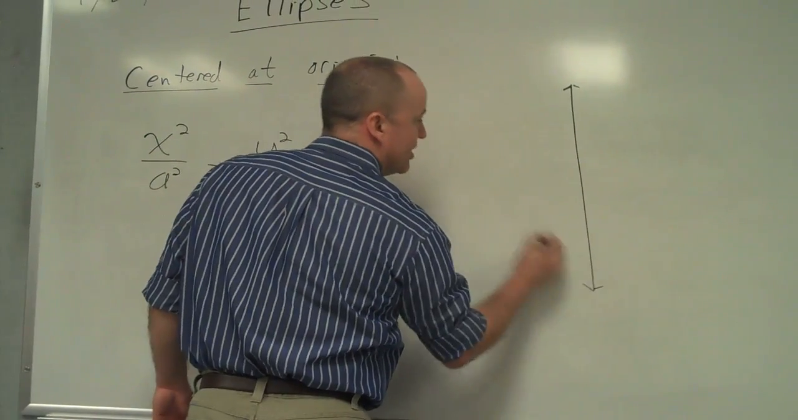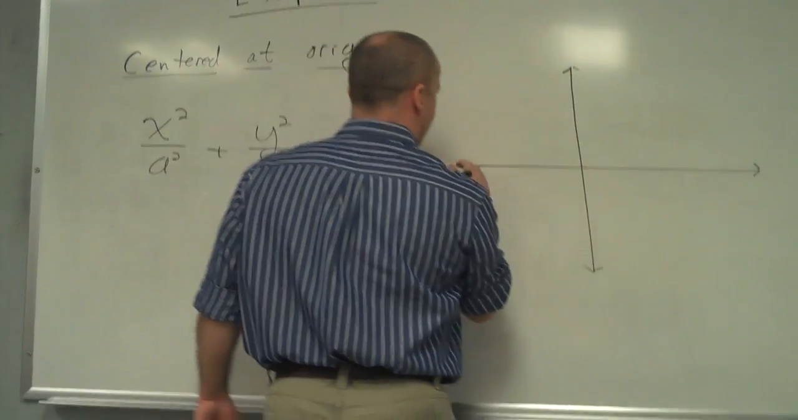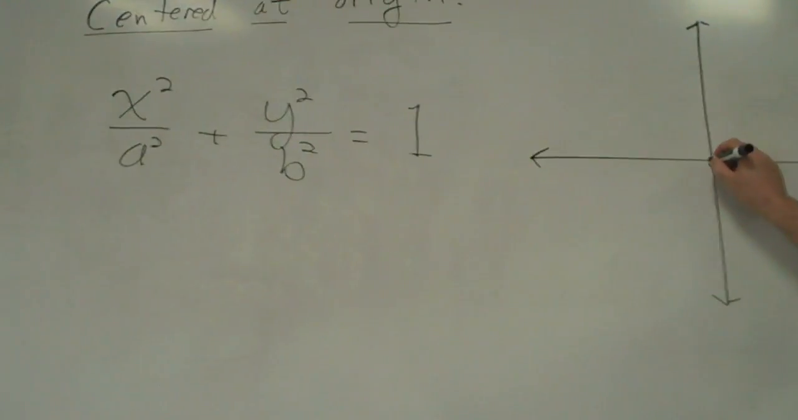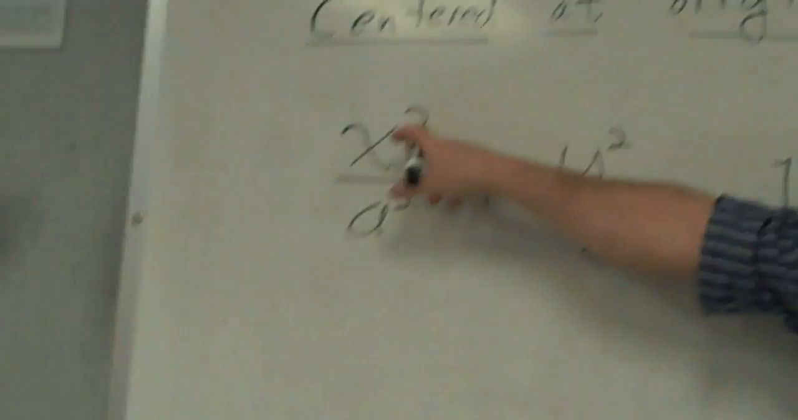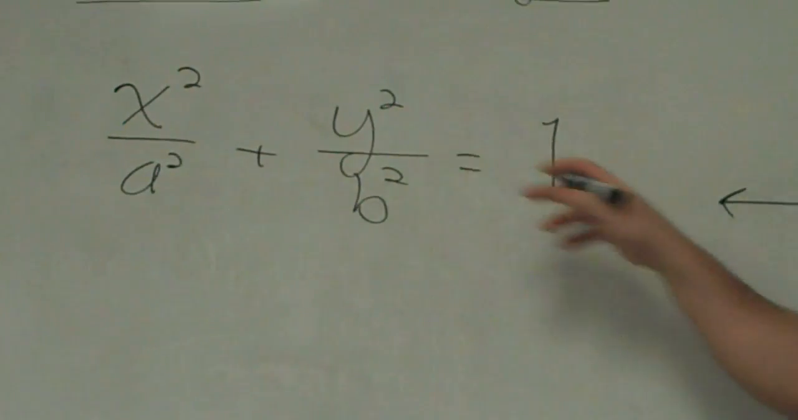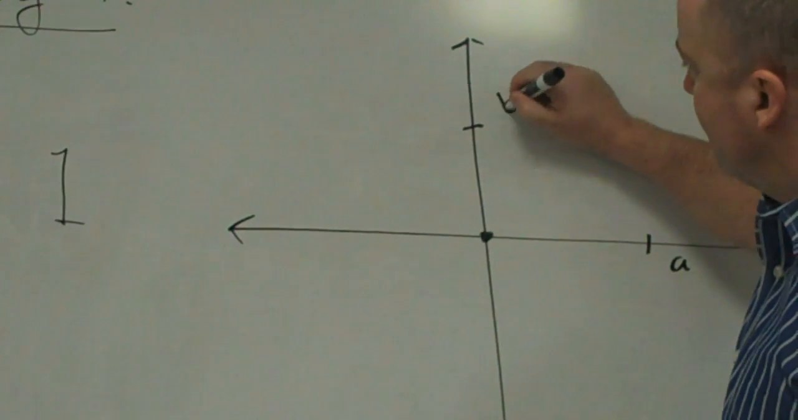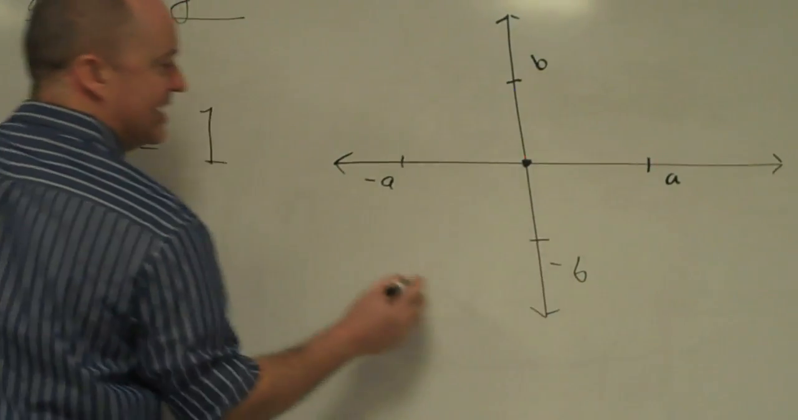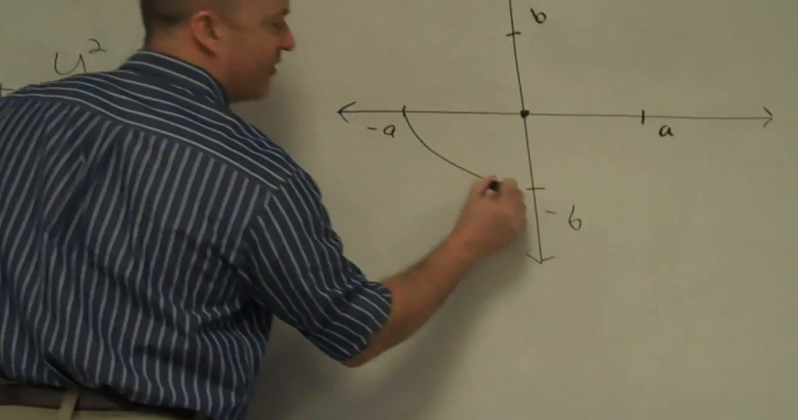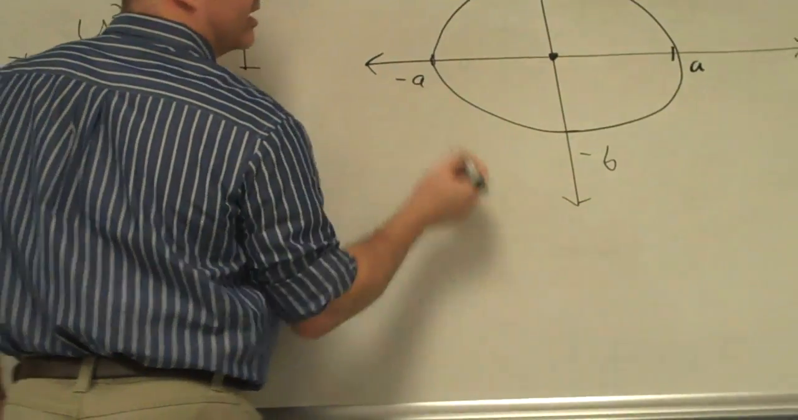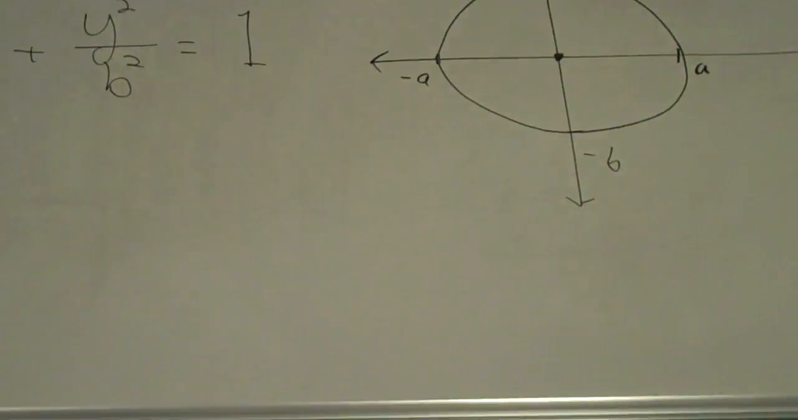If I go to the Cartesian coordinate plane, I'll be centered at the origin. In the x direction, I'll go out a units. In the y direction, I will go up or down b units. In the negative x direction, I'll go negative a. In the negative y direction, I'll go negative b. And if I connect these points in an oval shape, I will get a Stewie from Family Guy.